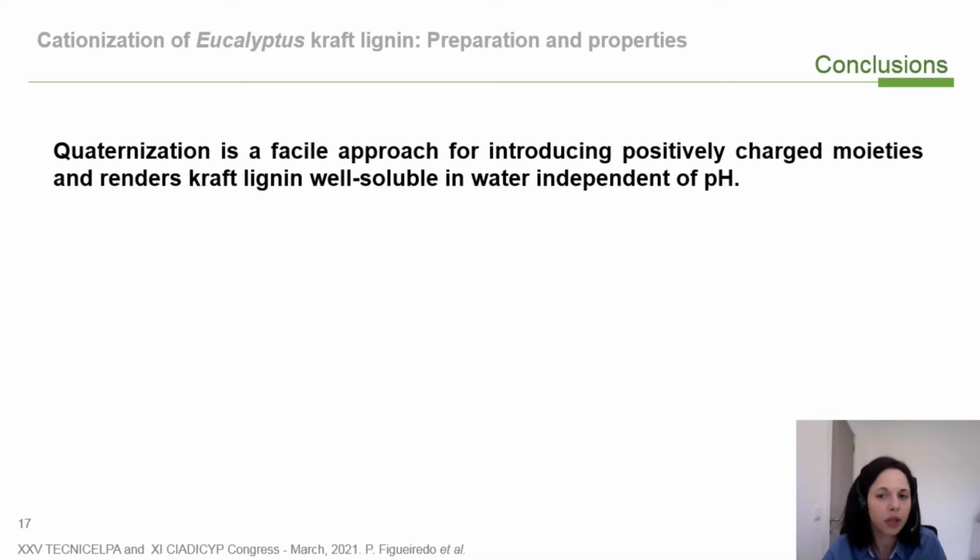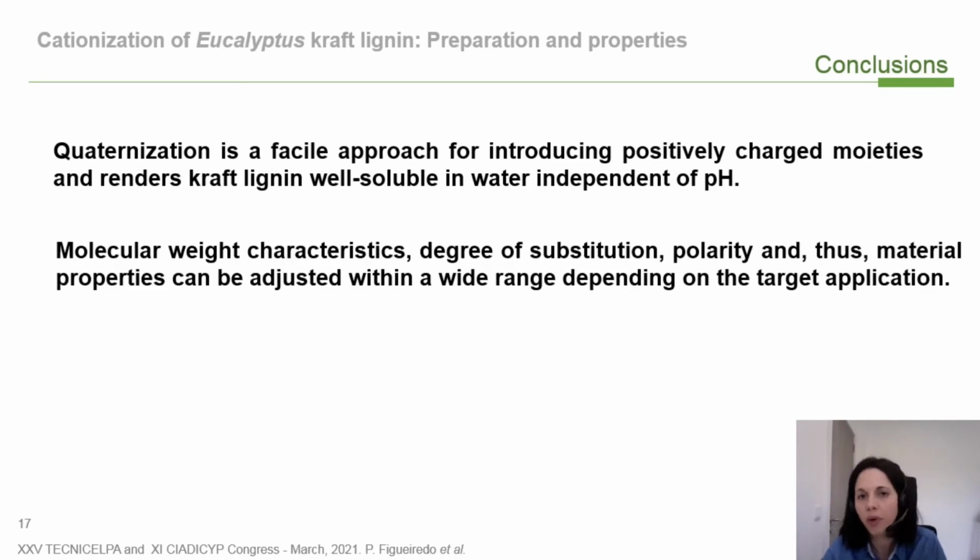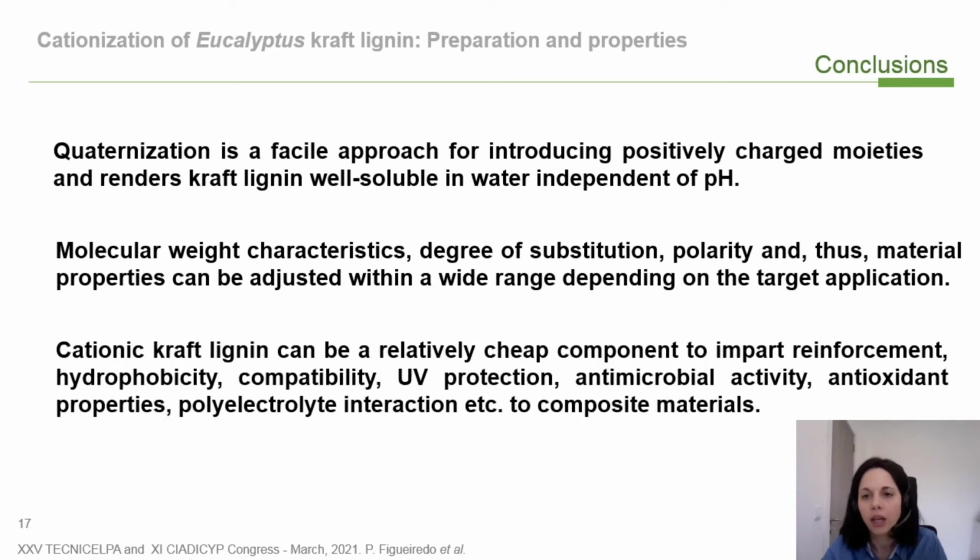At the example of the eucalyptus kraft Lignoboost lignin, it has been demonstrated that introduction of positively charged quaternary ammonium moieties is a facile approach to render kraft lignin similarly well water-soluble like lignosulfonates. Broad variations of the process have shown that key product characteristics, including molecular weight characteristics, degree of substitution, polarity, and therefore material properties, can be adjusted within a wide range depending on the target of application.